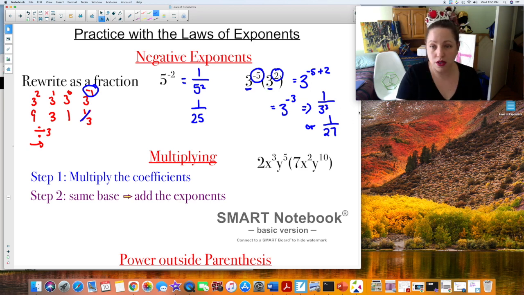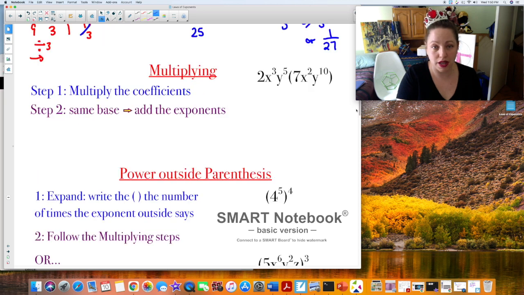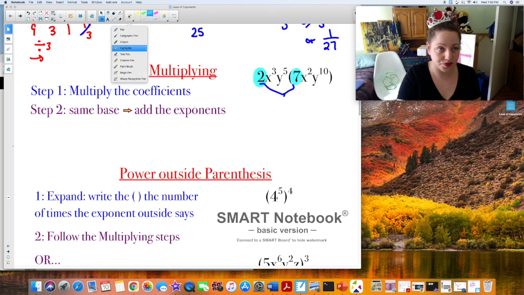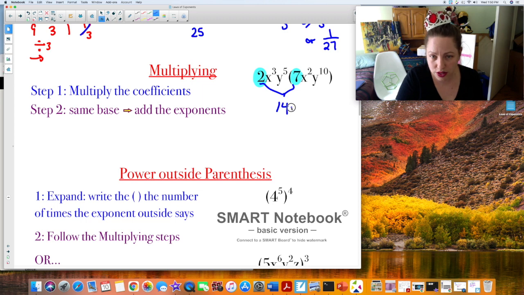Let's keep going. So now we're going to go to multiplying. When we are multiplying, the first step is you always look for coefficients. Multiply those coefficients. 2 times 7. Okay, those are super important. 2 times 7. That will give you 14. And now, if the base is the same, you add the exponent. So I'm just going to show what that looks like.